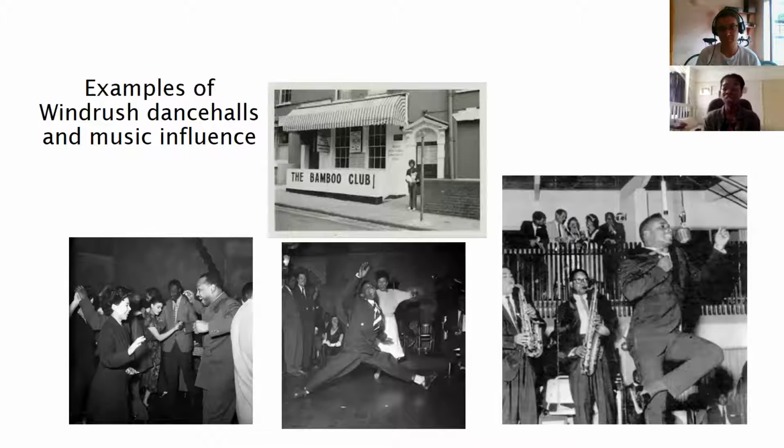And then I just wanted to show you a few more images about how the music has influenced the UK. When the Windrush generation came, they brought music like reggae, calypso and ska, which then turned into stuff like bashment and grime. So a lot of the music that we listen to today has come from what they brought with them.